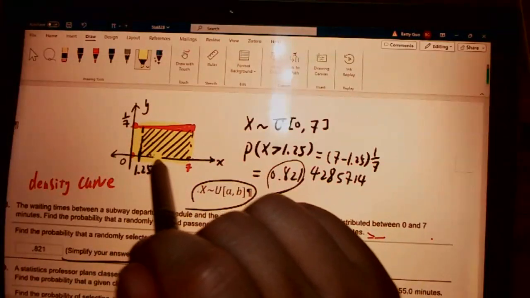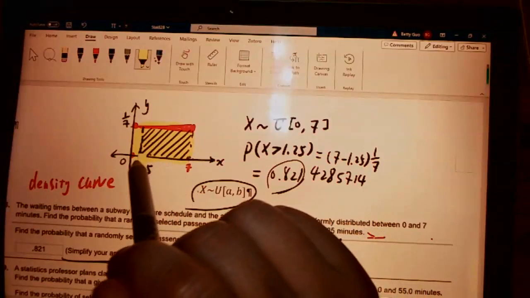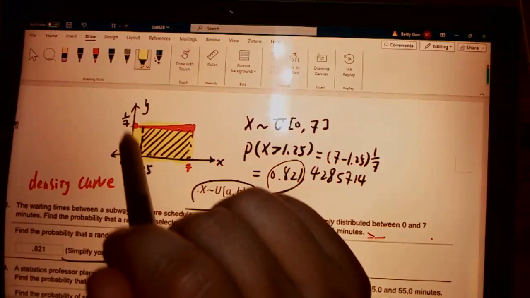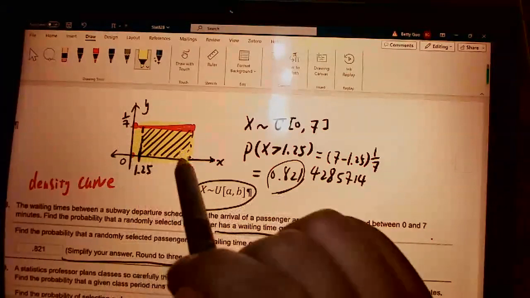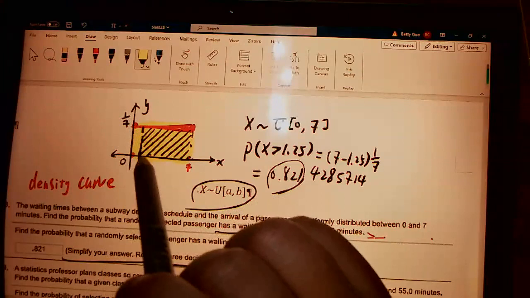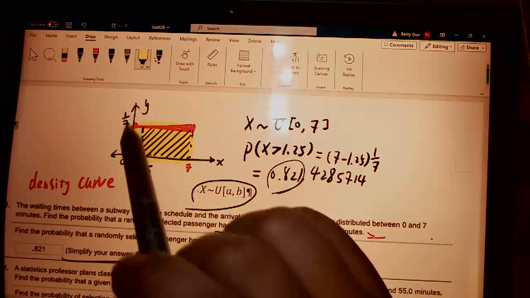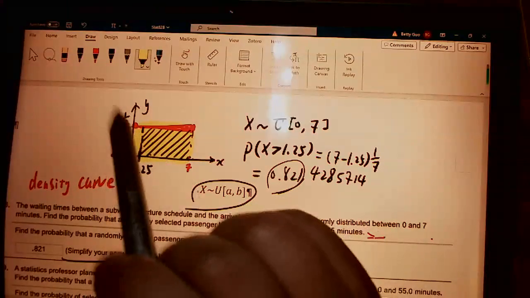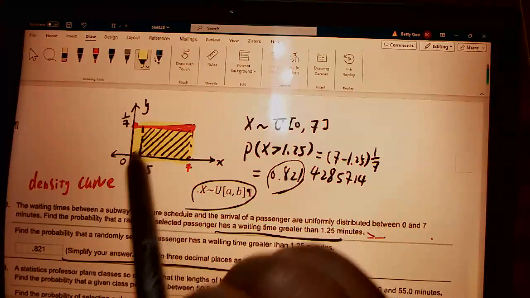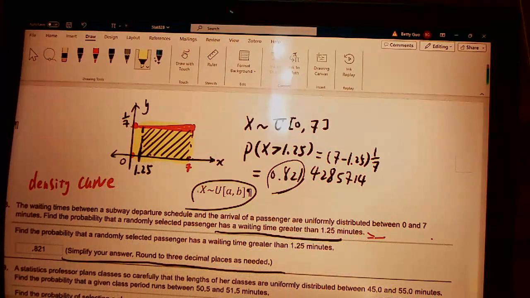Since the length of the rectangle is 7, from 0 to 7, in order for the area to be 1, the height has to be the reciprocal of the length. Since the length is 7, the height has to be 1 over 7. Then base times height is 7 times 1 over 7, which gives us the area 1. Right, Miranda? So we do need to know the height is 1 over 7.